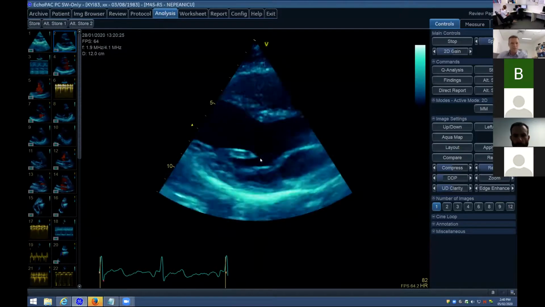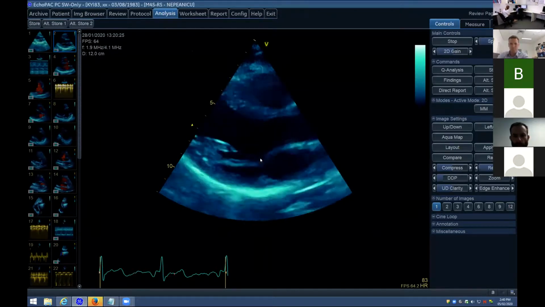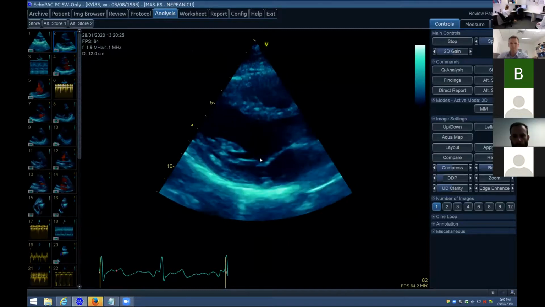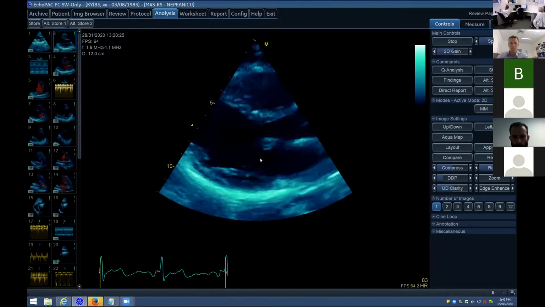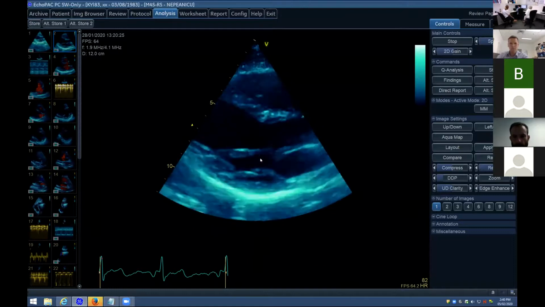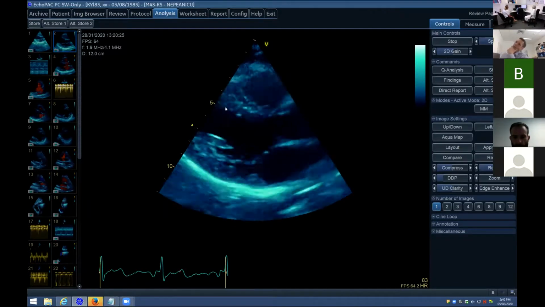Fantastic. So, okay, talk to me about LV size and LV function. This is an image taken in parasternal long axis view. The size of the LV looks normal. Nice. Because it's on the side wall, it's less than 6 centimeters. Very nice. So subjective assessment.